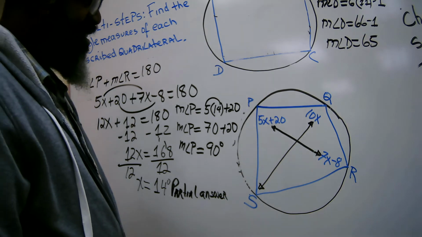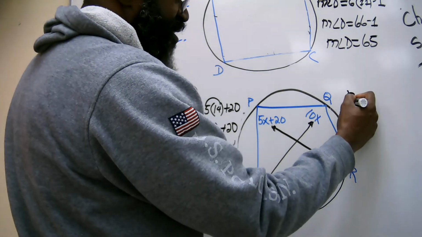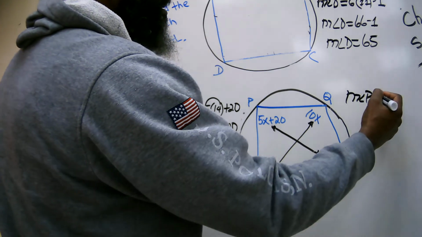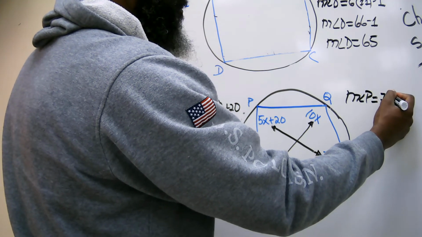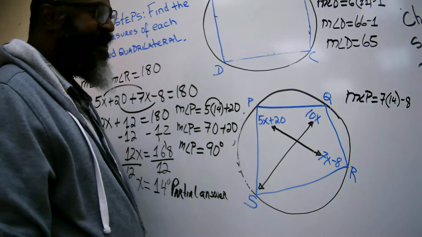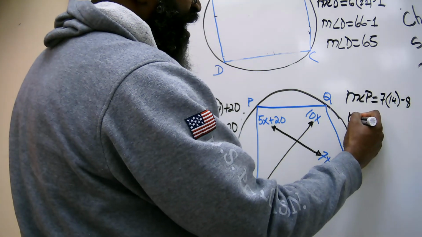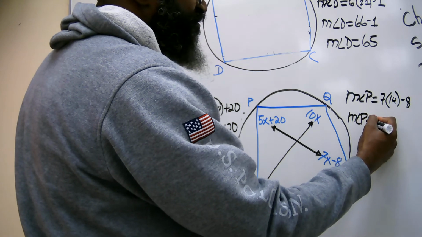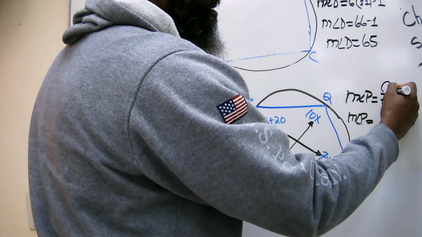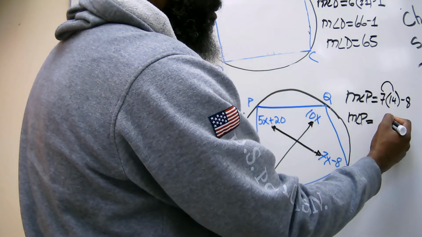So let's verify that. Then let's find the measure of angle R. The measure of angle R will be 7 times 14 minus 8. We know it's going to be 90, but some of you are non-believers, so I have to verify that to you. That will be 7 times 14, 4 times 7 is 28.